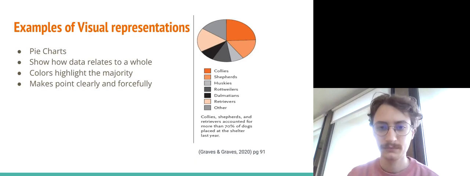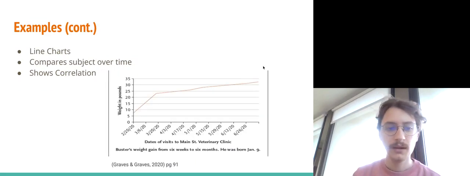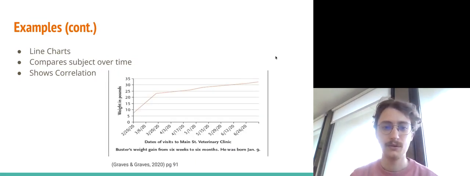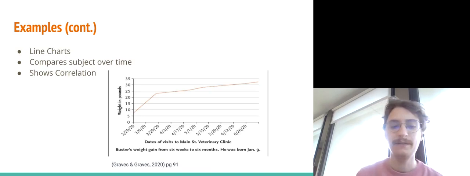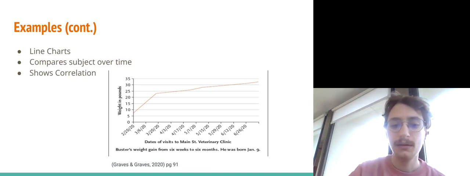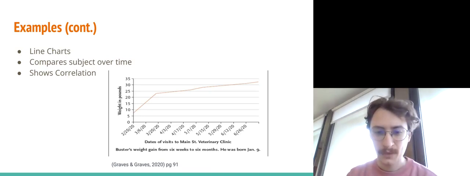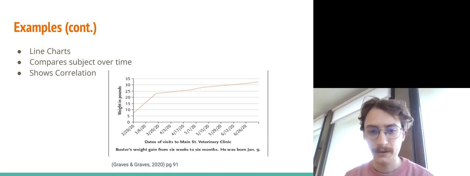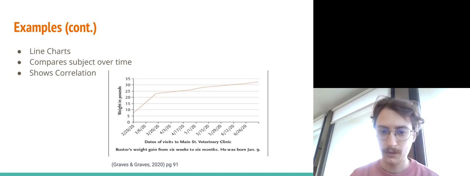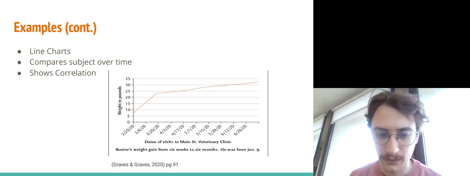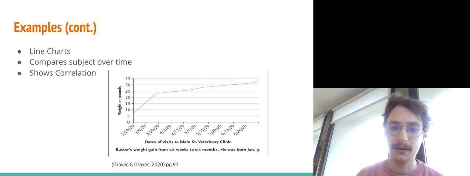Line charts compare subjects over time, and they're really helpful for showing the correlation and the effect that something has throughout its course. Here we look at Buster, a baby, from when he was 6 weeks old to 6 months old, following his weight gain. So you can see the line chart here. You plot the data points, and it's very easy to follow.